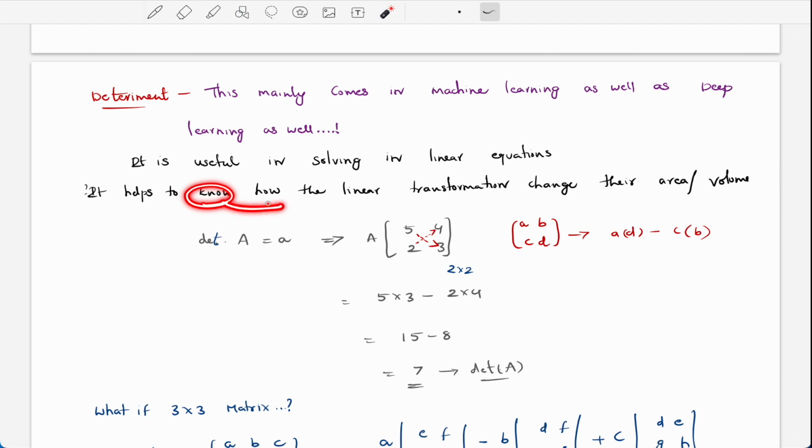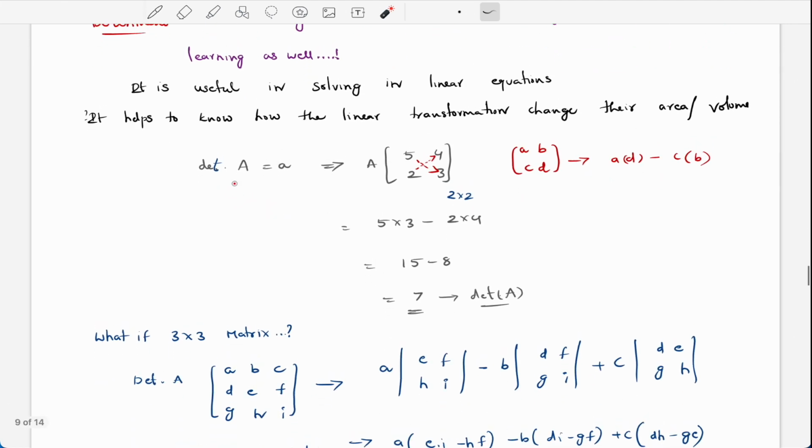So what we are learning is how the transformation changes their area and volume. I will give you an example, then you will get a better understanding. Just by telling you, you won't understand anything, so let's take an example of a determinant.